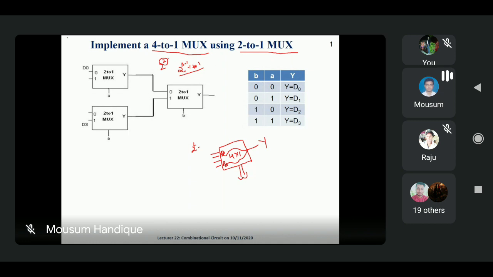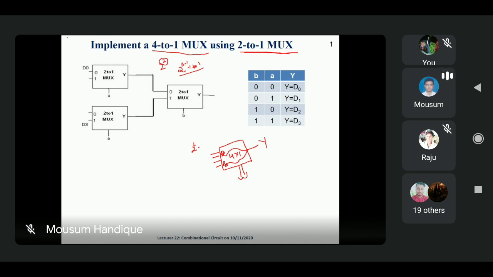Now what happens when you encounter this type of thing, building a 4 to 1 mux using 2 to 1 muxes? Always remember what that means. Our main objective is that we are constructing a 4 to 1 mux, but we cannot directly apply a 4 to 1 mux. So what happens? Here we are using only 2 to 1 muxes. So 2 to 1 mux means what?